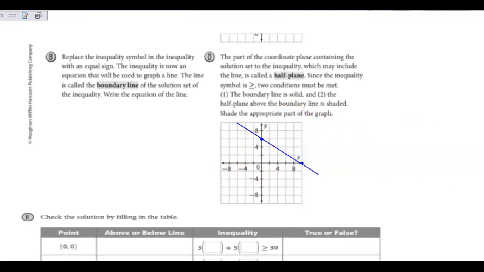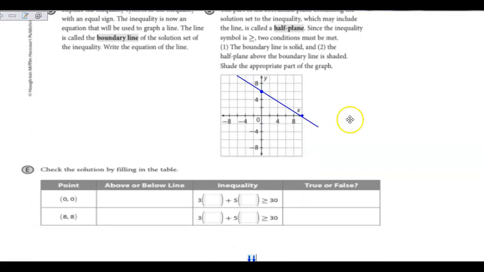Okay, so one way to do that is to take any points in here. So say I do 0, 0, the origin. If I choose this point and it makes the statement true, then I'm going to shade the bottom portion. If I take another point, say at 8, 8, and I try that in my equation, and that is true, then I'm going to shade the top half. So I need to know which one I'm going to shade.